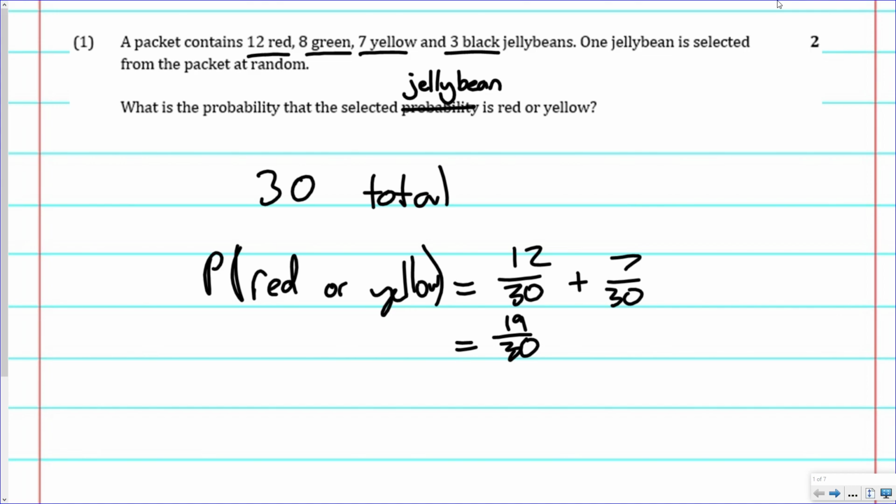But basically, it's 1 mark for getting the total amount of jelly beans. So if your answer has a denominator of 30, that's 1 mark. And the other thing would be getting the 19 on the top, realizing you need to add the probabilities of those 2 things.